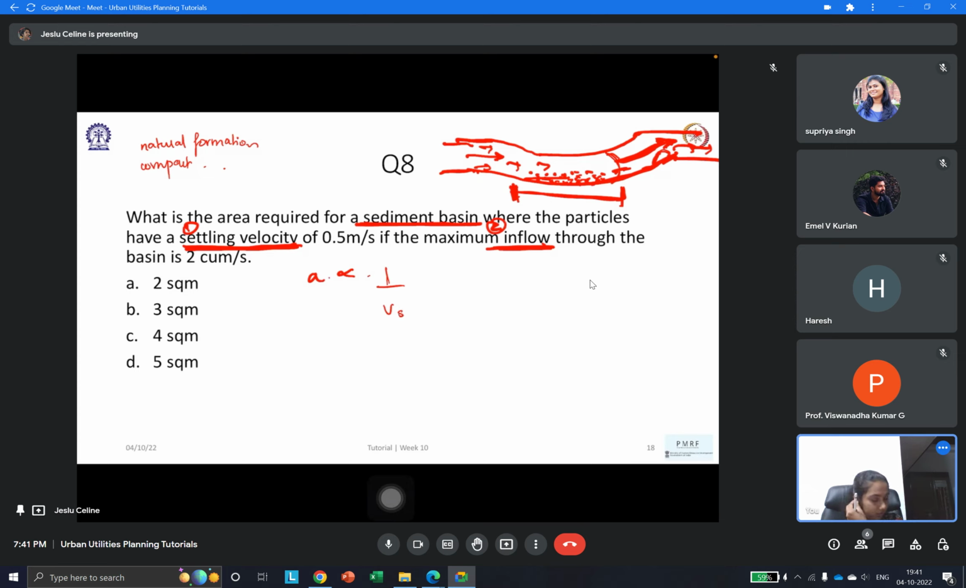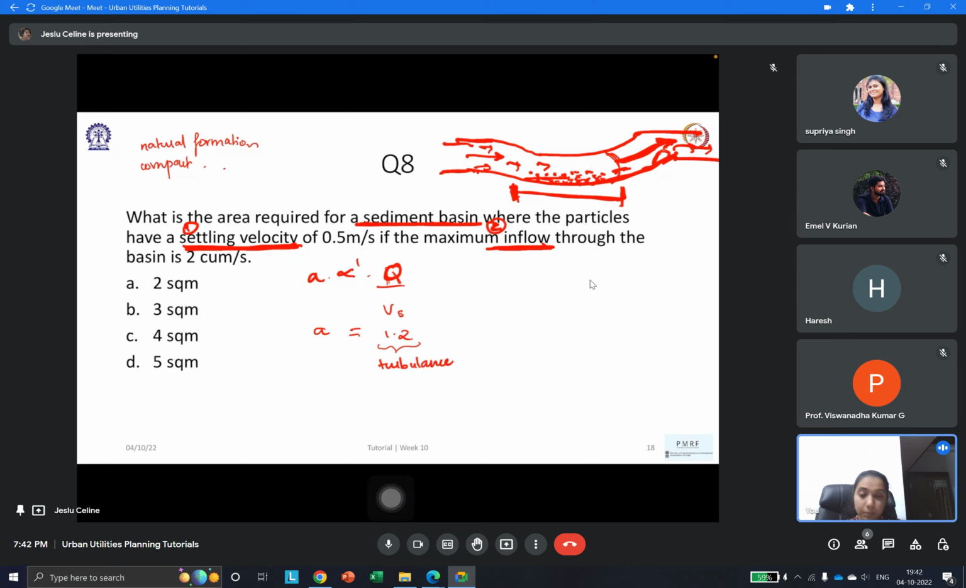And we also have the quantity. As the quantity of water which needs to flow increases, the area required will be more, because obviously we have more water coming in, so we need more area to cater to that. Then we also have an adjustment factor, which is 1.2. This is mainly based on the turbulence.